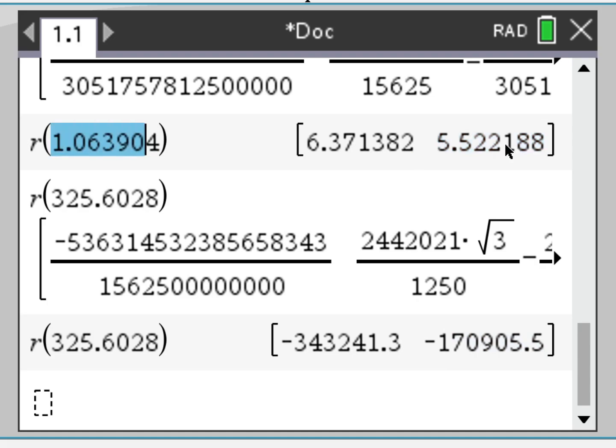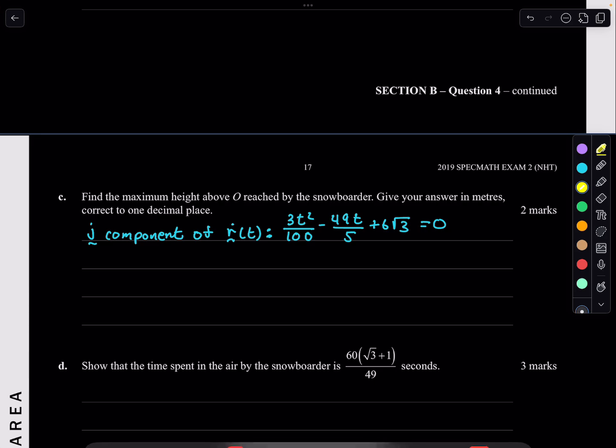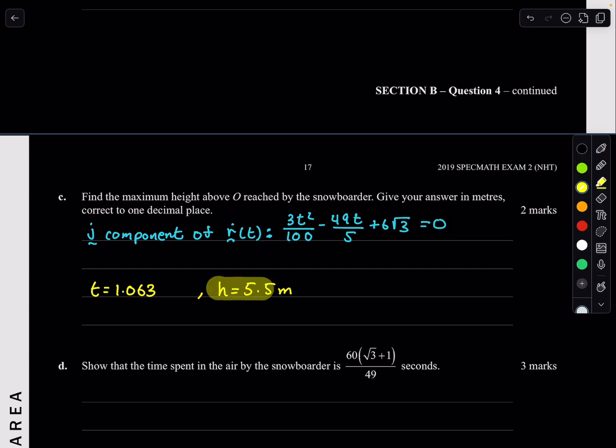So we got the time and the maximum height. Let's write those down. The time it occurs is 1.063 basically. And the height, to one decimal place, is 5.5 meters. Really nice. There it is.